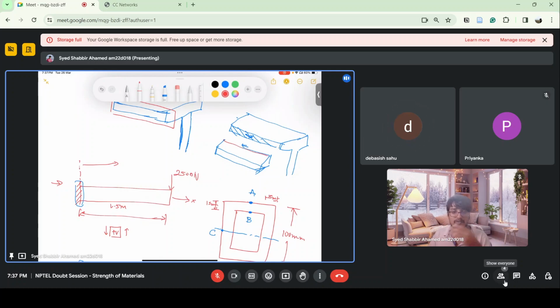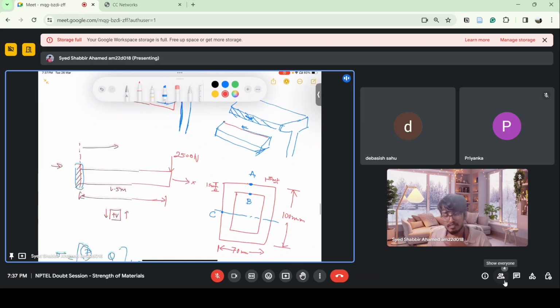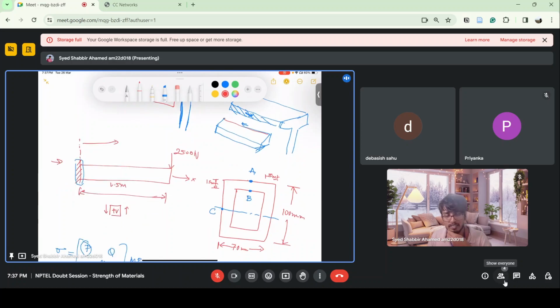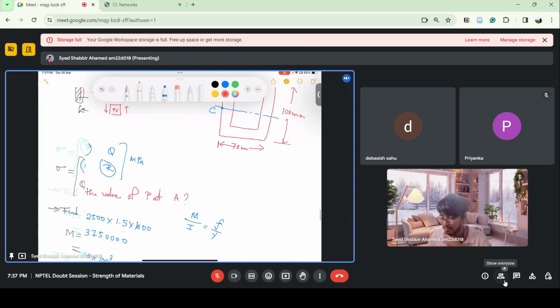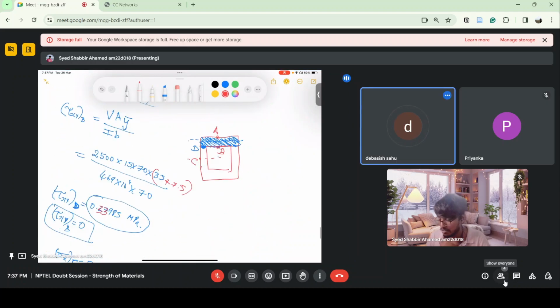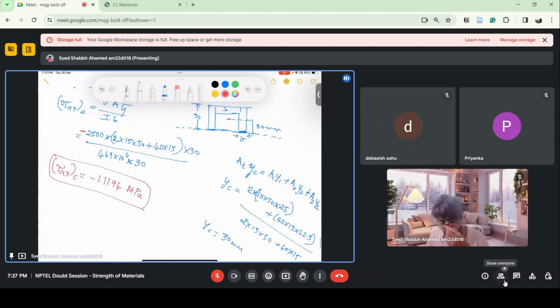Okay, understand, this is just a convention. You can take it as positive also, but according to the convention which was followed in the course, this is the convention which we have followed. That's why I am saying that the shear stress is negative here. Clear, sir. Negative shear force, and that's right, negative shear stress.